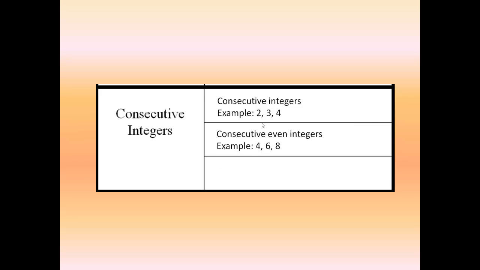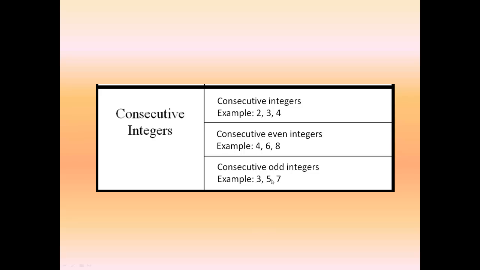We could also have consecutive even integers. For example, 4, 6, and 8. Notice with our consecutive even integers, we have to add 2 to get to the next one. 4 plus 2 is 6. 6 plus 2 is 8. We could also have consecutive odd integers. They are also separated by 2.